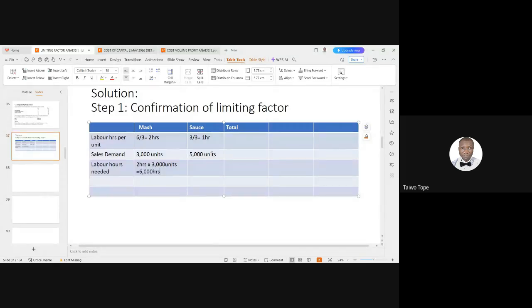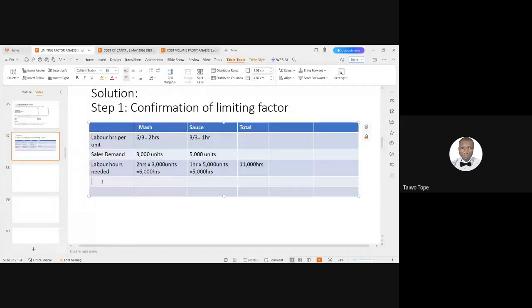Then for this, you need 1 hour to produce 1 unit. How many hours do you need overall? It will be 1 hour multiplied by 5,000 units. So you have it as 5,000 hours. Overall, the labor hours needed will be 11,000 hours.